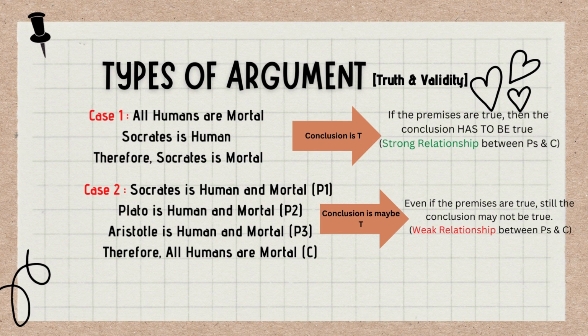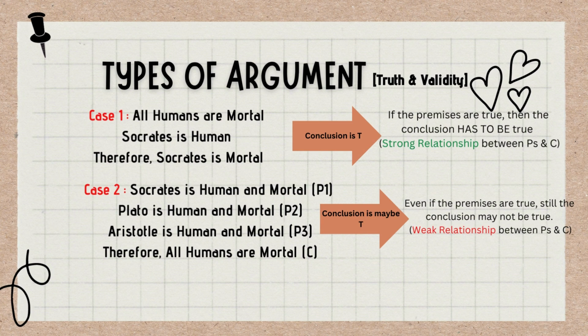Socrates is human and mortal, which is true. Plato, we don't know whether he is a human being or something else. It is just a name. So it is also true. We can conclude Aristotle is also human and mortal. So the conclusion seems true, since all humans are mortal. But we can't conclude approximately whether it is true or false. The conclusion may or may not be true.